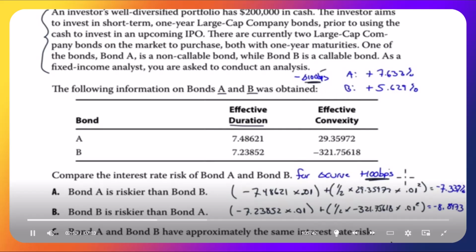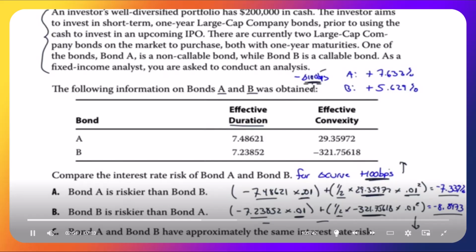So let's increase 100 basis points. It is the duration statistic multiplied by the change in the curve, adding the convexity. We have positive convexity on bond A: 1/2 times the convexity statistic times the change in the curve squared, giving negative 7.33. However, for the callable bond, it's the duration statistic times the change in the curve plus 1/2. Notice we have a negative convexity statistic here, so we'll have a negative amount here. And since this is negative, we will be subtracting. Plus a negative is minus the amount, negative 8.8. So for an increase in rates, bond B drops by more.